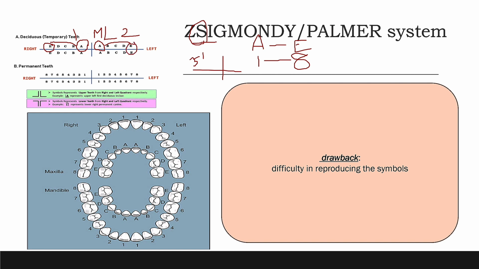Coming down to the third quadrant, which is the lower left quadrant, the central incisor is given alphabet A, and it goes up to the second molar as E. Coming towards midline, in the fourth quadrant, we start the numbering from the lower right central incisor as A.